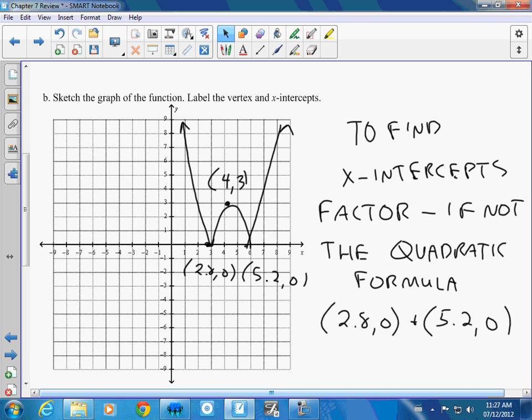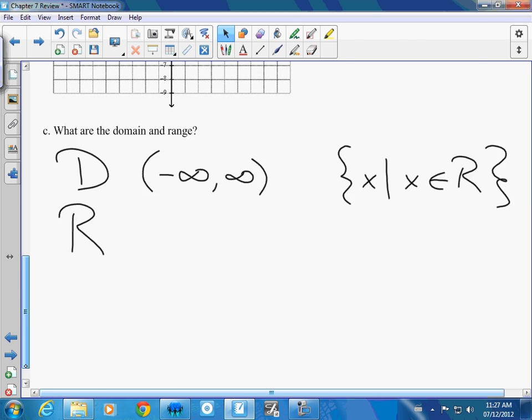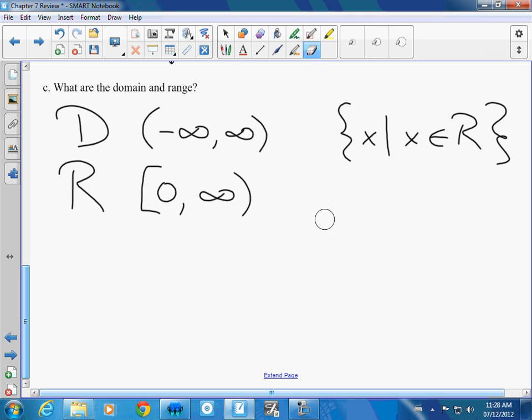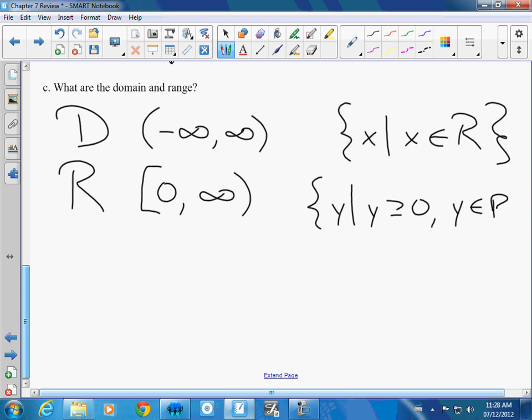Forever. Positive infinity. Okay. So our range in this case is square bracket, because it includes that point, 0 to positive infinity. Or another way to write it for y values is y is greater than or equal to 0, and y is an element of R, because every number past that is an answer.